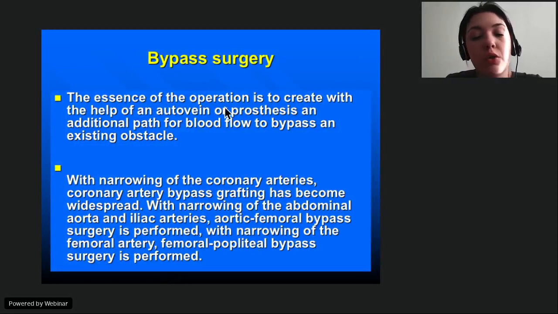So the other one is reconstructive surgery, bypass surgery. Yes, the essence of the operation is to create, with the help of an autologous vein or prosthesis, an additional path for blood flow to bypass an existing obstacle. With narrowing of the coronary arteries, coronary artery bypass grafting has become widespread. So with narrowing of the abdominal aorta and iliac arteries, aortofemoral bypass surgery is performed. And in case of narrowing of the femoral artery, femoropopliteal bypass is also performed.